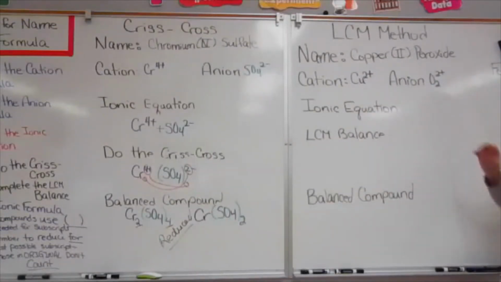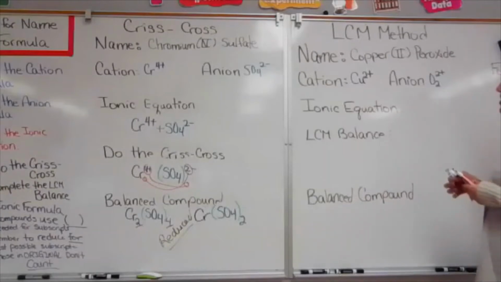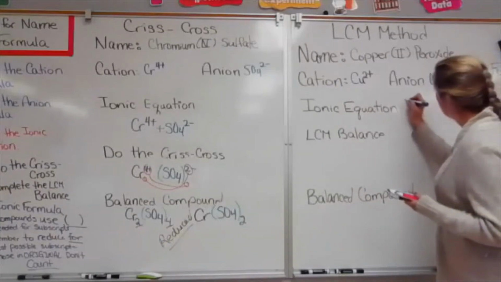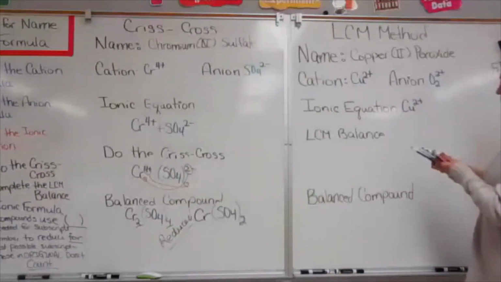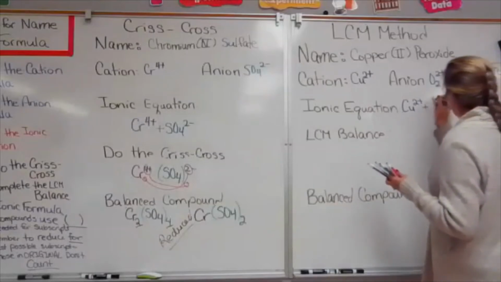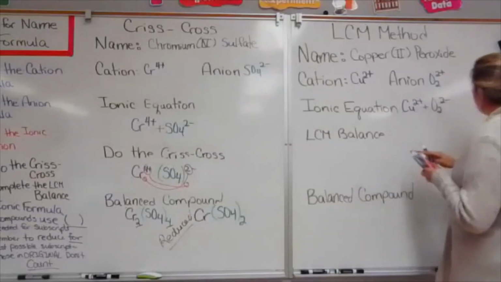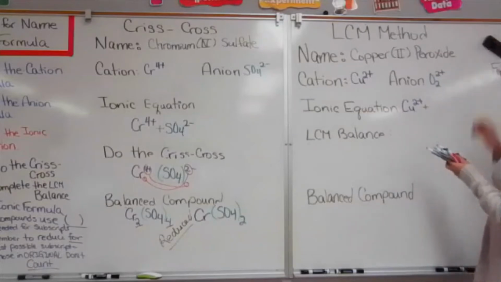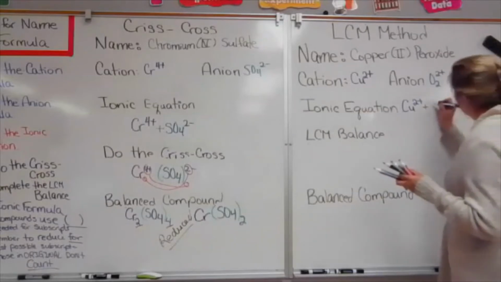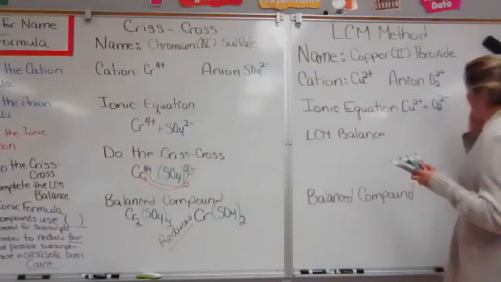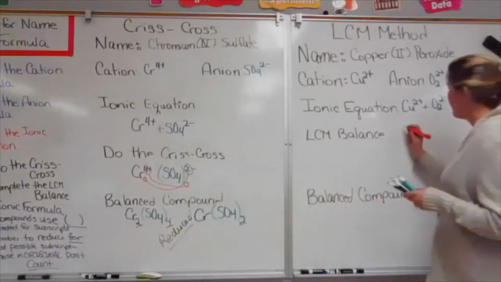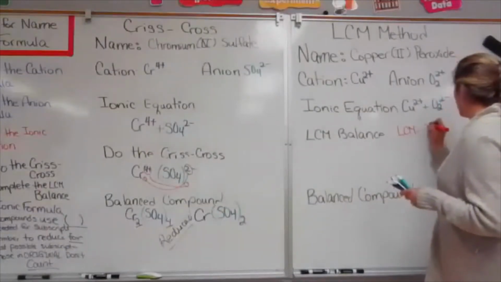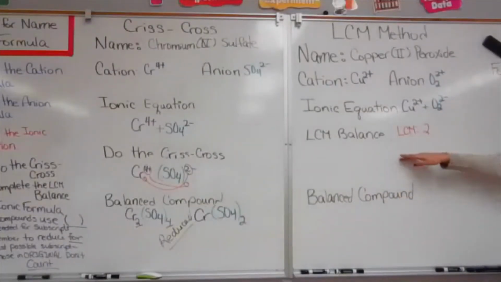Okay, now we can build the ionic equation of Cu2+ O2-. That was the wrong color, I apologize. Once I do that, we can do the LCM for balance. Between a 2 and a 2, the only LCM can be 2 because that's the lowest that they'll both go into. Then you can make your LCM table.